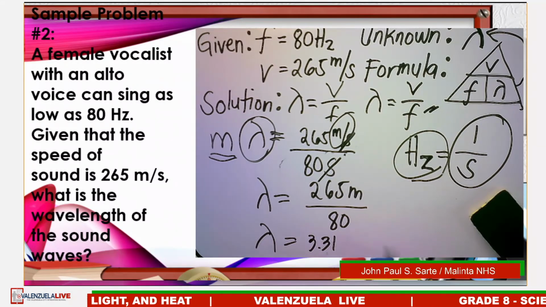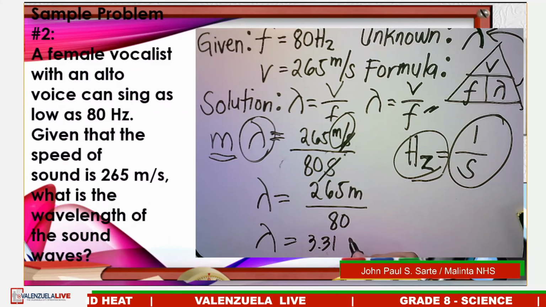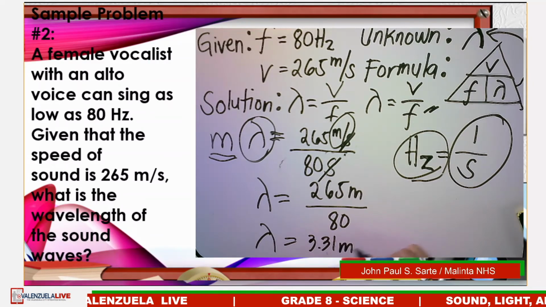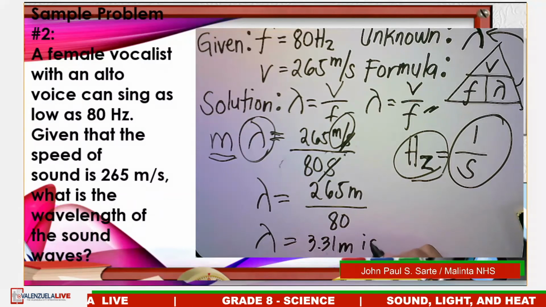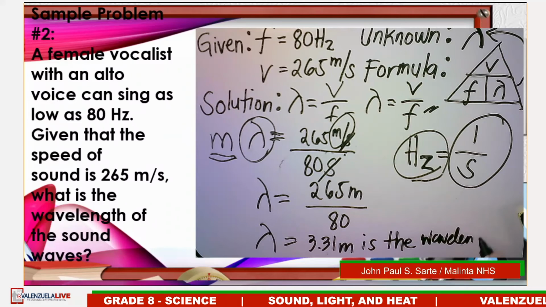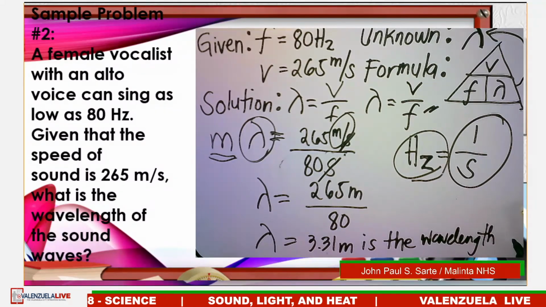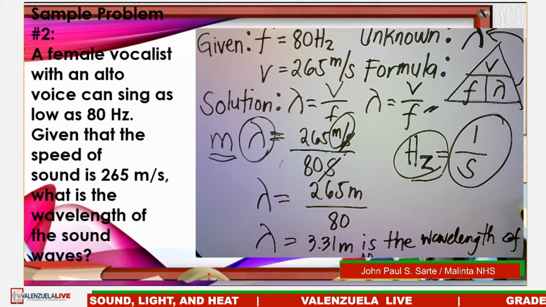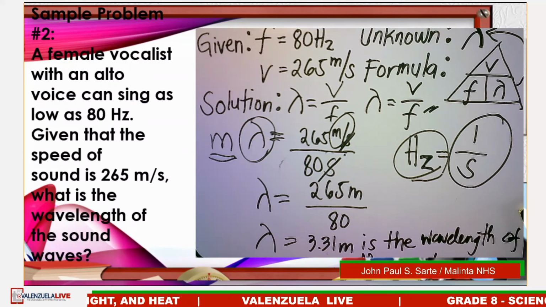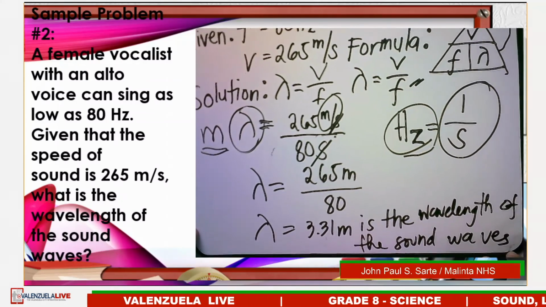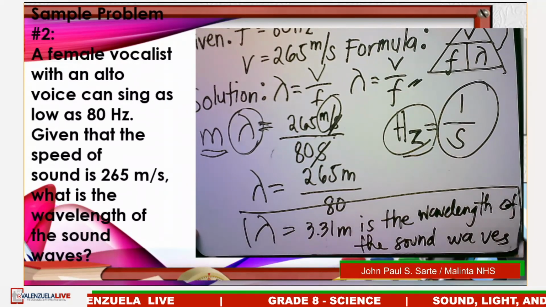Now, moving forward, the statement is: 3.31 meters is the wavelength of the sound waves. And then, box now the final answer.